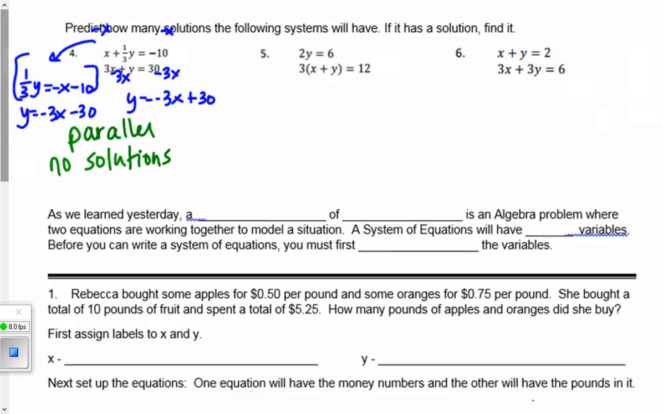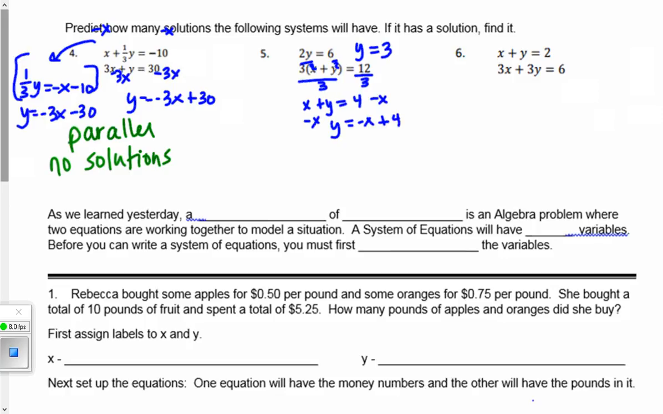Now, middle problem, number 5 here. Same thing, I want to solve for y equals mx plus b, so I'm going to divide by 2. Then the second equation, I'm trying to get y by itself. So I'm going to divide by 3 first. It's like the bodyguard. So x plus y equals 4. Then I just have to move my x over. So y equals negative x plus 4.